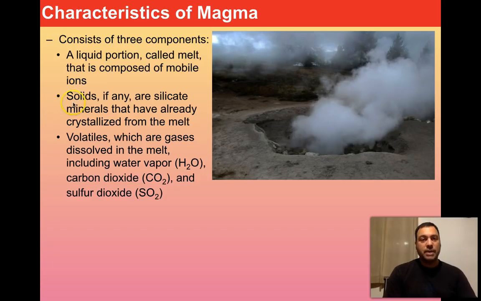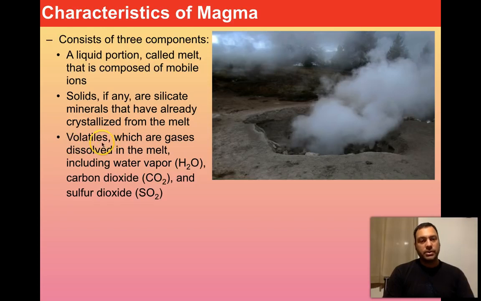Solids are the second component, if any. There are not always solids, but if they're present, they're usually silicate minerals that have already crystallized from the melt. Usually these are really high temperature minerals like olivines and hornblendes that are already present.